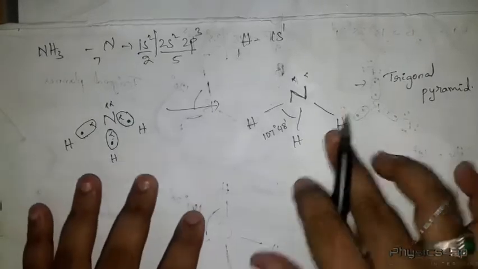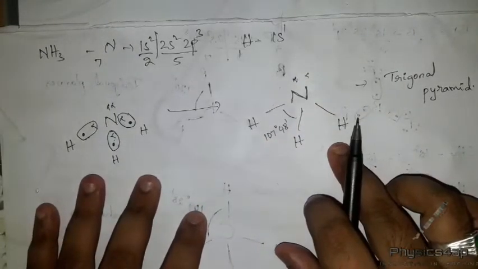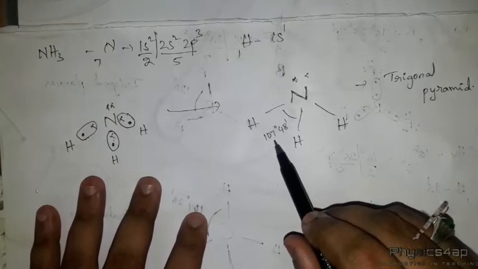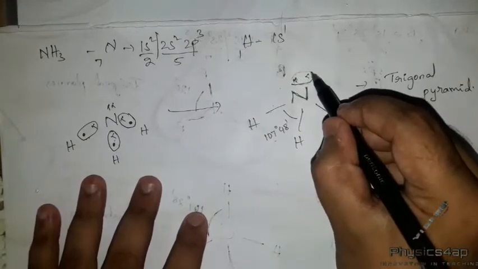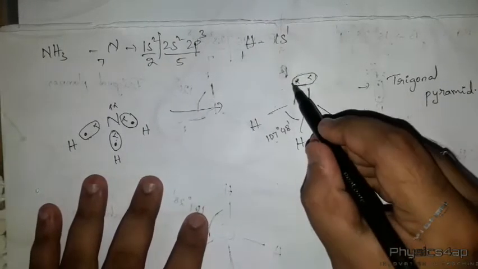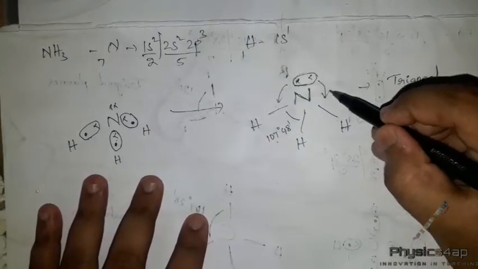So this is the structure for ammonia, NH3. The reason the angle has decreased to 107 degrees 48 minutes is the presence of the lone pair. The lone pair and bond pair repel each other here, and here also, and due to this lone pair and bond pair repulsion, the angle decreases.